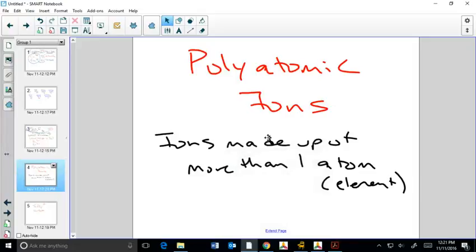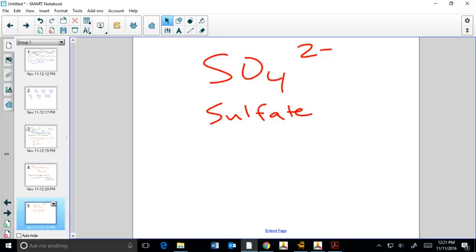All right, friends, we are here looking at polyatomic ions. A polyatomic ion is an ion that's made up of more than one atom. You are taking multiple pieces and putting them together. But when you put them together, it doesn't make a compound. It doesn't make a balanced positive and negatives. There is still a charge. Remember, ions have charges. So here's an example of that.